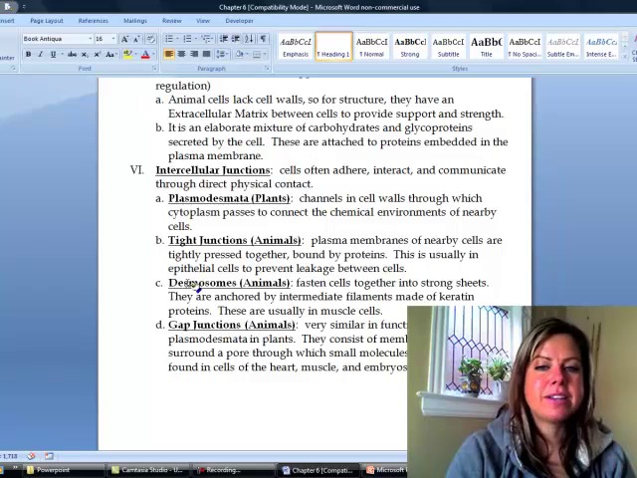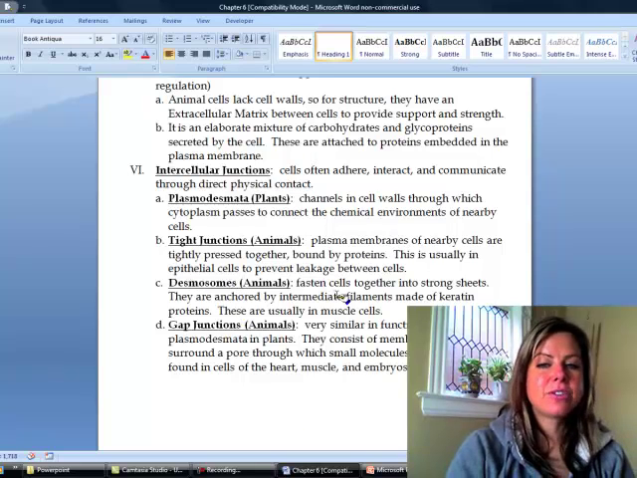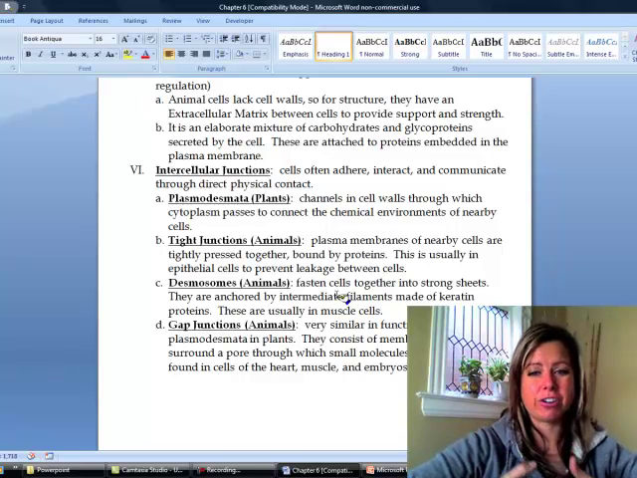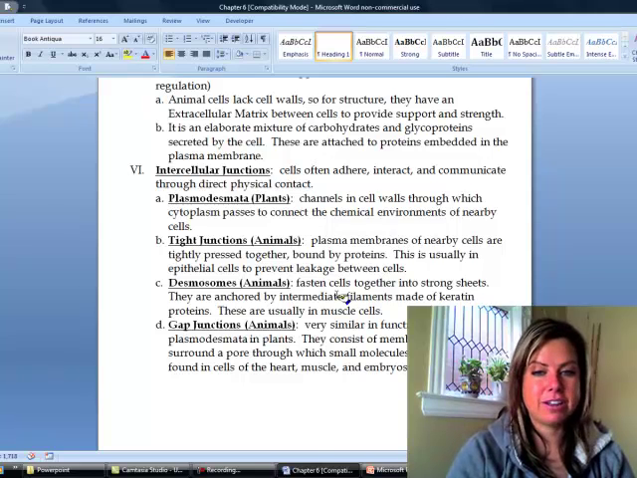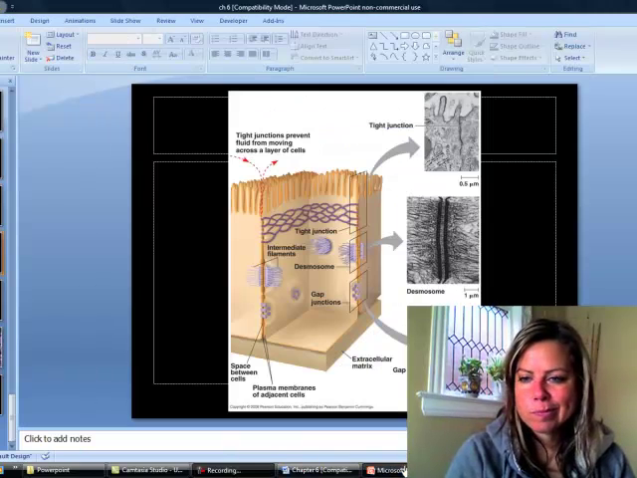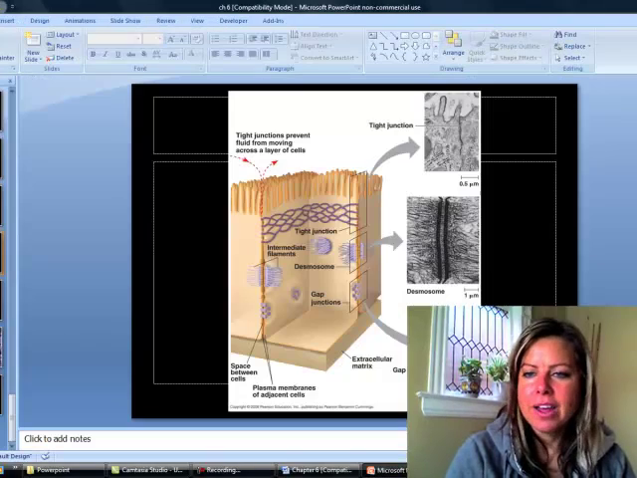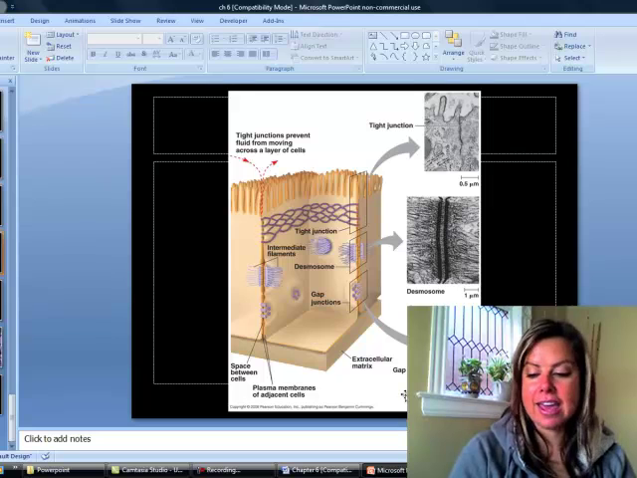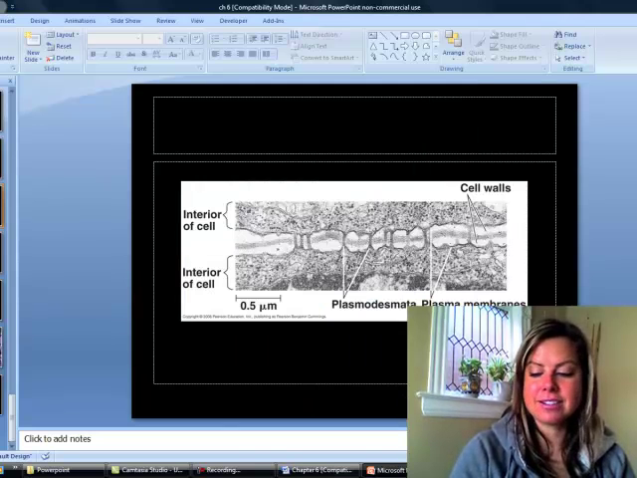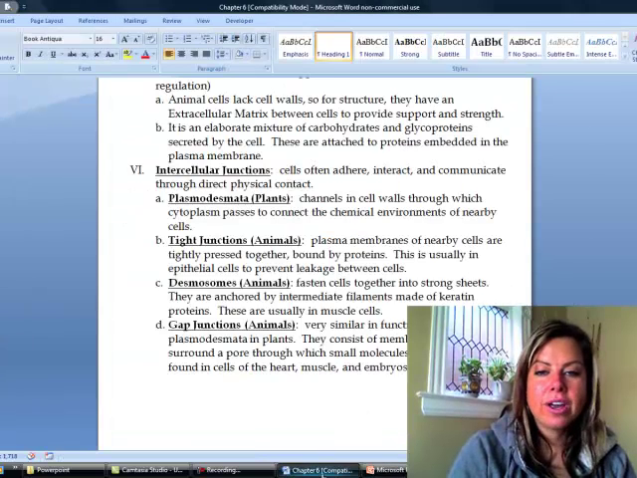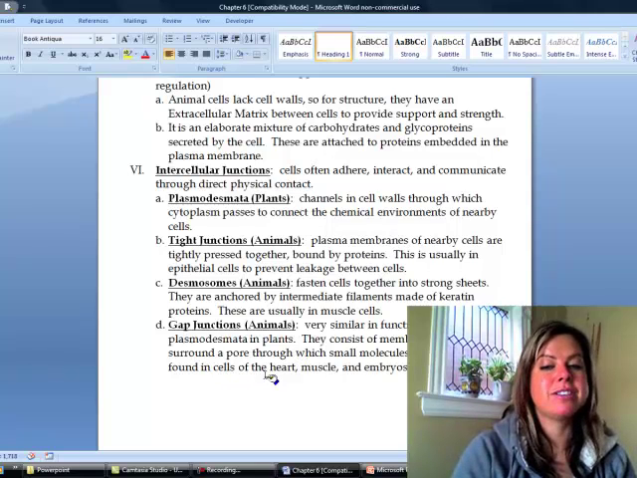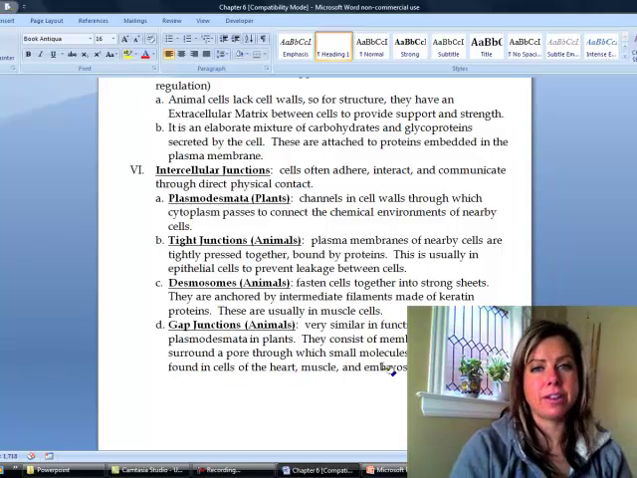The next one is going to be desmosomes. This is in animal cells. And these are going to allow your cells to fasten together and hold on really tightly in strong sheets. And so you're going to find these in muscle cells. Yes, sorry. So there's a desmosome right there. And then the last one is going to be what's called a gap junction. And a gap junction is going to be just like the plasmodesmata in plants, except it's in an animal cell. So gap junctions are going to allow information to pass through, and you find a lot of gap junctions in your heart cells, your muscle cells, and in developing embryos.